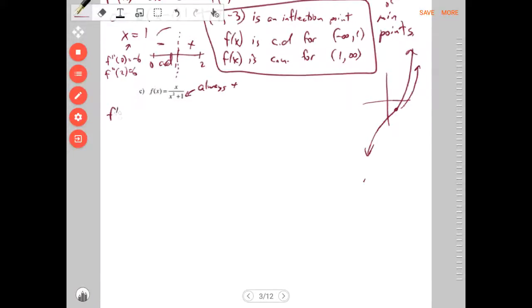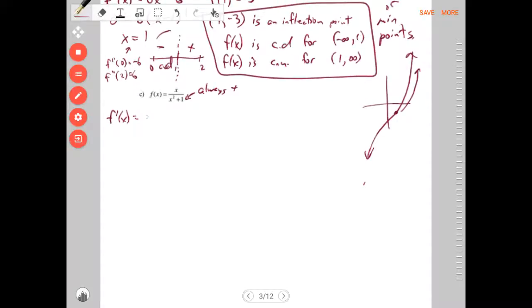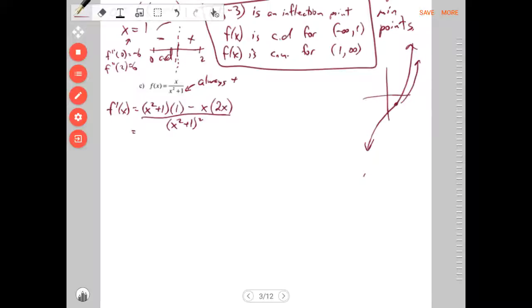So we check out the first derivative. This is a quotient rule. So bottom times the derivative of the top, well, that's 1, minus the top times the derivative of the bottom, so that's just 2x, all divided by the bottom squared, so x squared plus 1 squared. Okay, so we have a little bit of simplifying we need to do here. Not a big deal, just something we got to do.